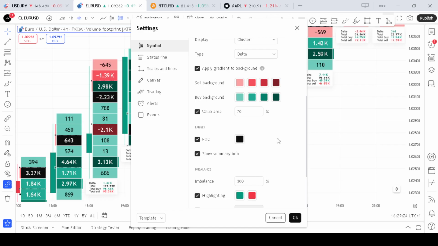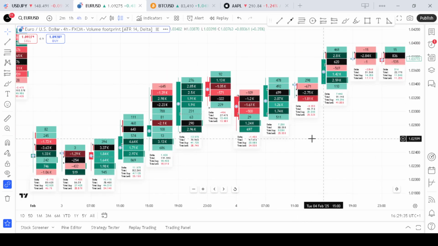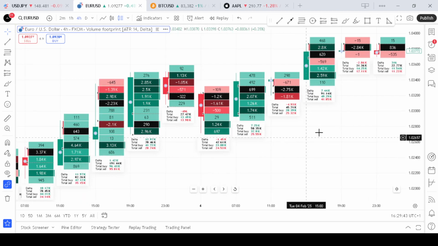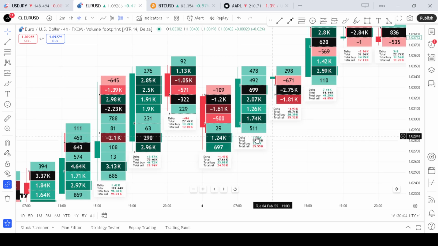Now let's explore a step-by-step strategy using the volume footprint chart. Now that we are done with the settings, we explore how we can use this to our advantage. The key is to look for alignment between price direction and the volume chart. A strong bullish signal occurs when you see an upward price movement combined with positive delta. As you can see, upward movement with positive delta. This is basically what it means.